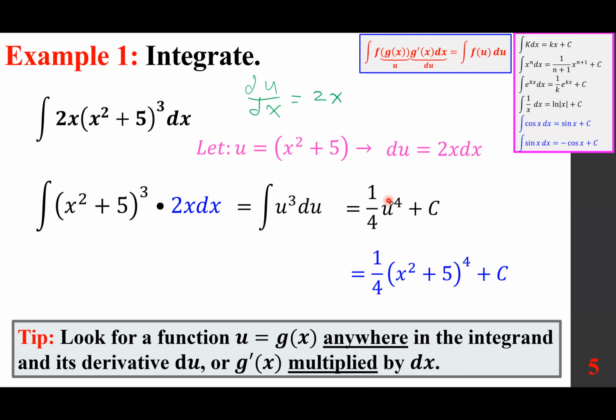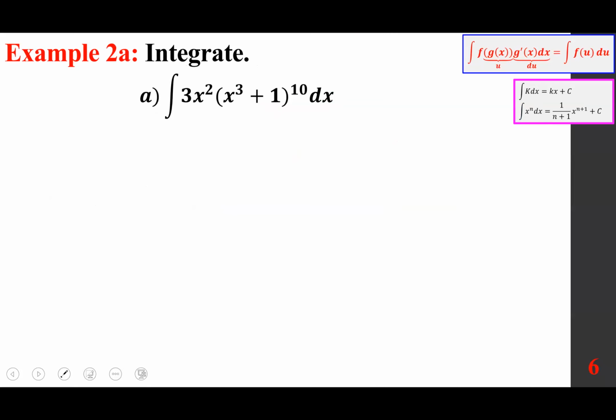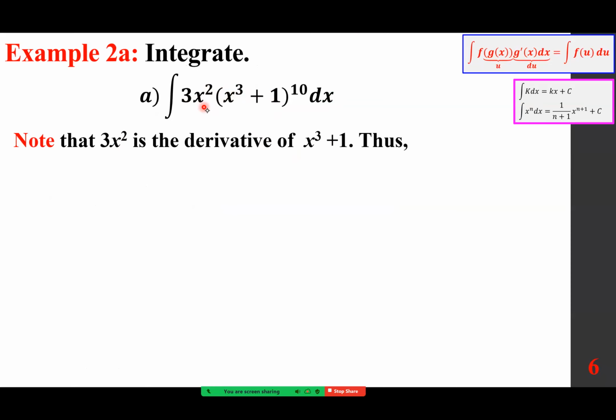Substitution method. Now, in this case, again, we are dealing with a bunch of polynomials. The more complicated piece is the choice of u. And notice that if you differentiate this piece, you get 3x squared. So note that 3x squared is the derivative of x cubed plus 1. That's what the tip of the previous page told us.